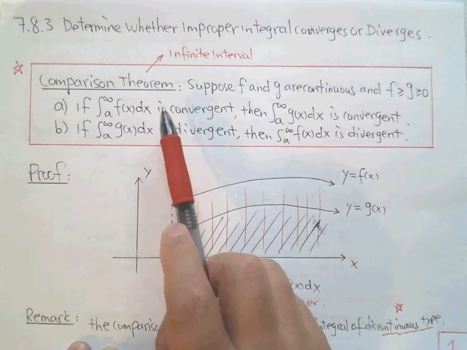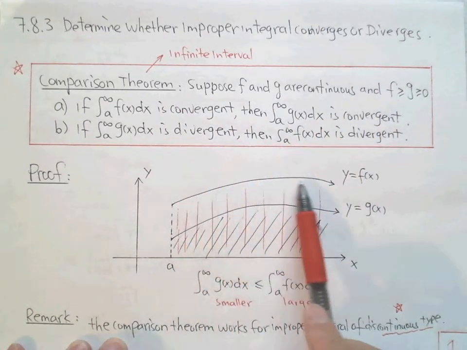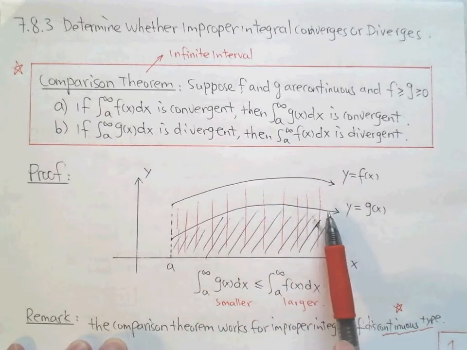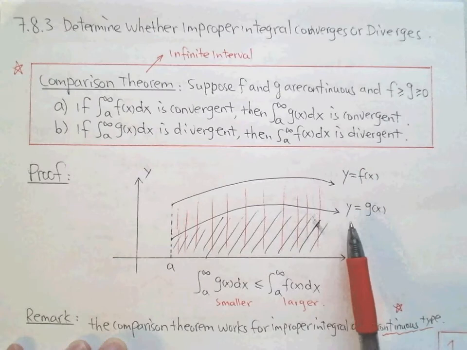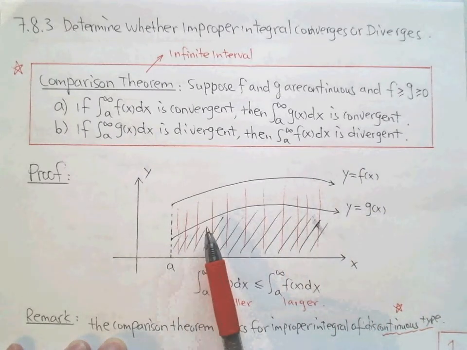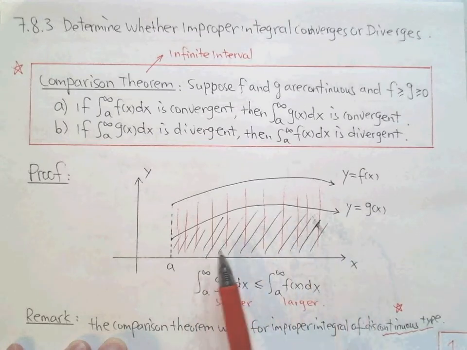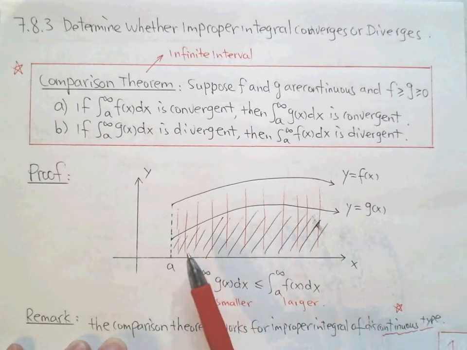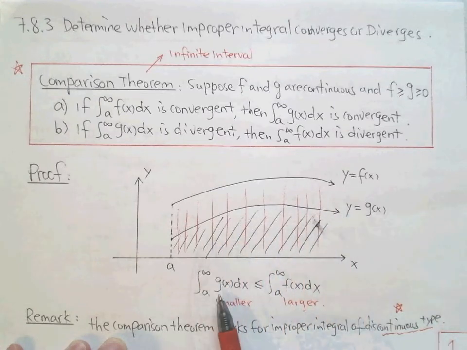If we have two functions, one function is above and another is below, meaning one function is higher than the other. In this case, how do we deal with this infinite interval? How do we compare the area under the curve? The first is the black one, which means the integral from a to infinity of g(x) dx. You see, this is the smaller one, right?